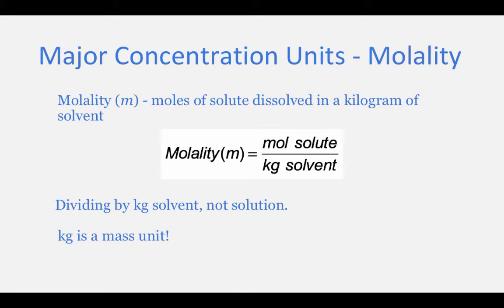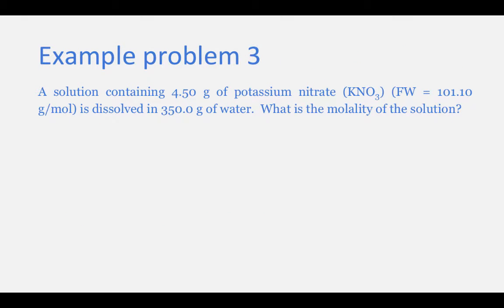An example problem involving molality is a solution containing 4.5 grams of potassium nitrate, KNO3, whose formula weight equals 101.10 grams per mole, is dissolved in 350.0 grams of water. What is the molality of the solution? First, what are they asking you for? Molality. Second, what kind of information do they give you to find this quantity? They give you an amount in grams of a solute, a formula weight of grams per mole, and an amount of solvent in grams.